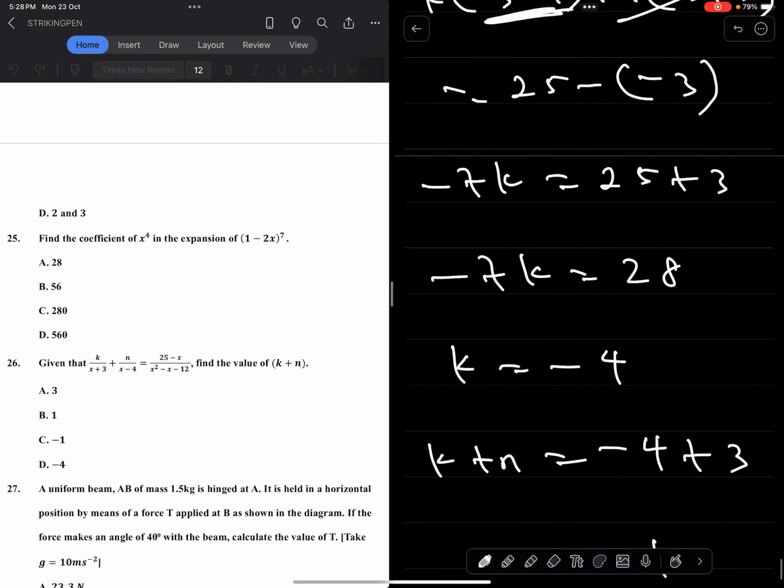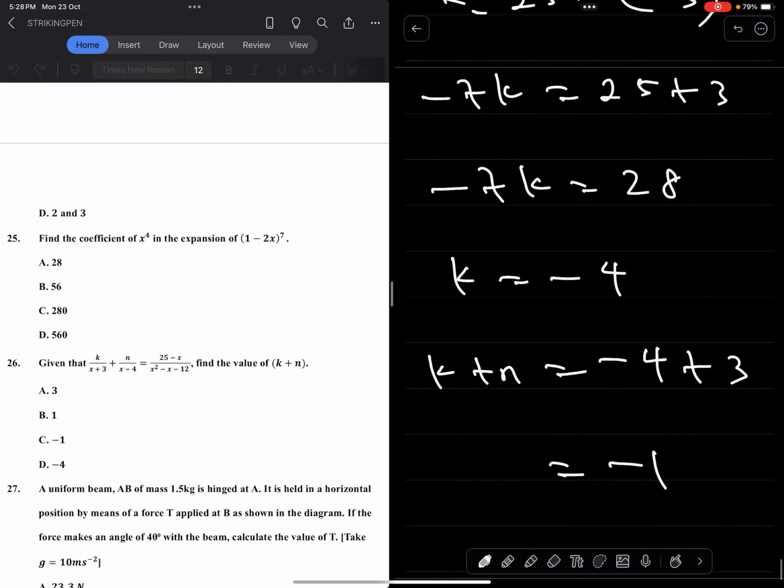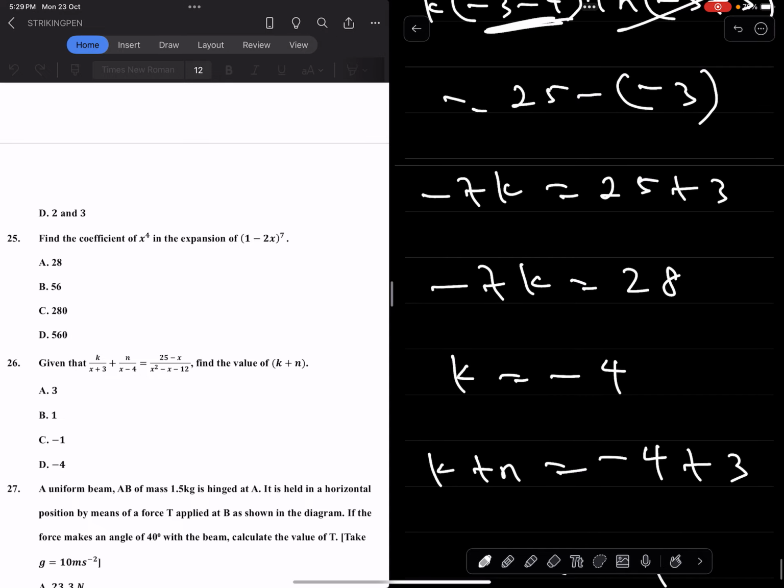That's minus 1. All right, that's where we slam the brakes for now. We'll come back in a few for the rest.